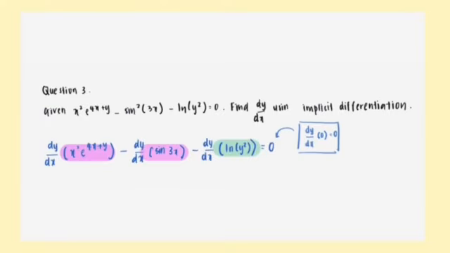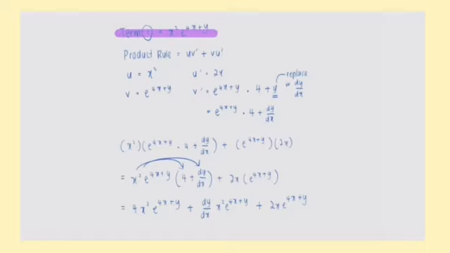For question 3, first we will need to differentiate both sides before differentiating each term. For term 1, it requires the product rule and chain rule. So we will get u equals x squared, u prime equals 2x, v equals e^(4x+y), and lastly v prime is e^(4x+y) times (4x + y). We will need to replace the y' with dy/dx, so we will get e^(4x+y) times (4 + dy/dx).